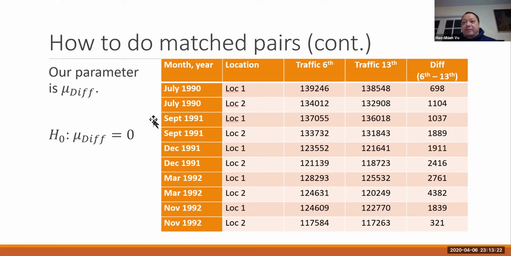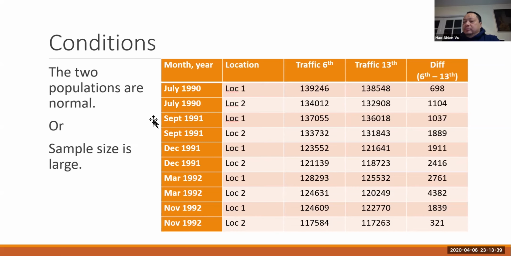And if it's a confidence interval problem, you calculate the confidence interval of this one mean, the mean of the difference. The conditions are the same as the one mean conditions, because at the end of the day, it's a problem regarding the one mean of this column. So the conditions are either that the two populations are normal, because that would make the population of the difference also normal, or the sample size is large.